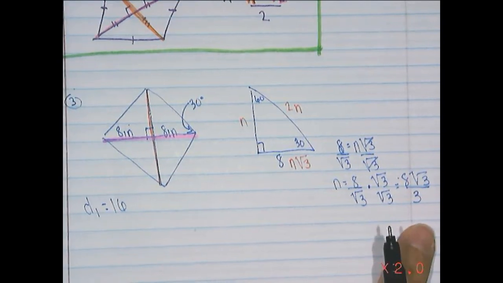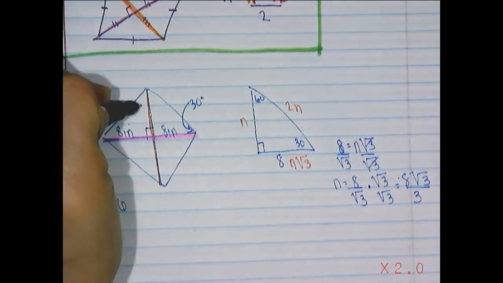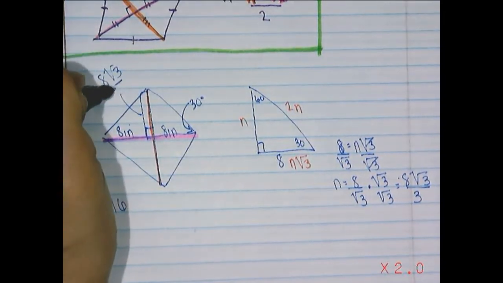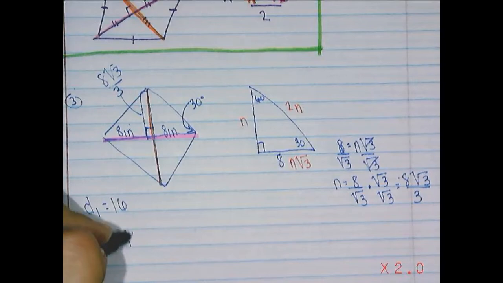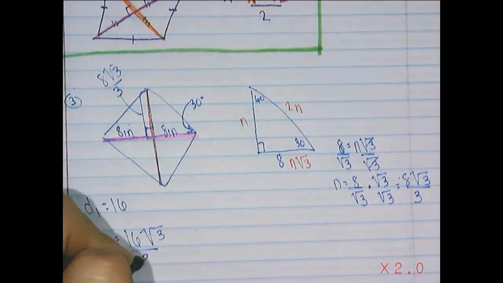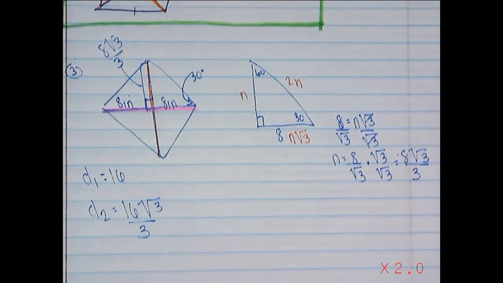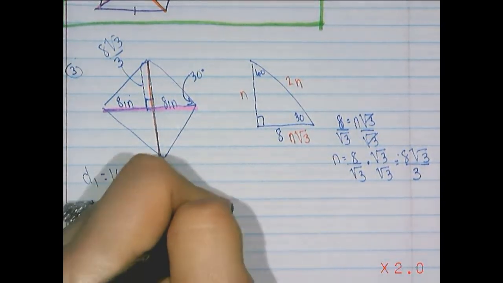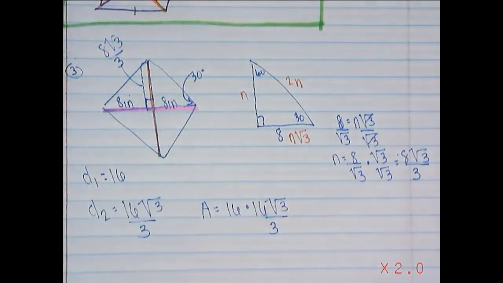Okay, guys, so I know now that this piece right here is 8 rad 3 over 3. So this whole piece right here is 8 rad 3 over 3, which means the entire piece, guys, diagonal 2, is going to be 16 rad 3 over 3. So remember, the formula is diagonal 1 times diagonal 2 divided by 2. So let's go ahead and do that. Let's find our area, which is going to be 16 times 16 rad 3 over 3.